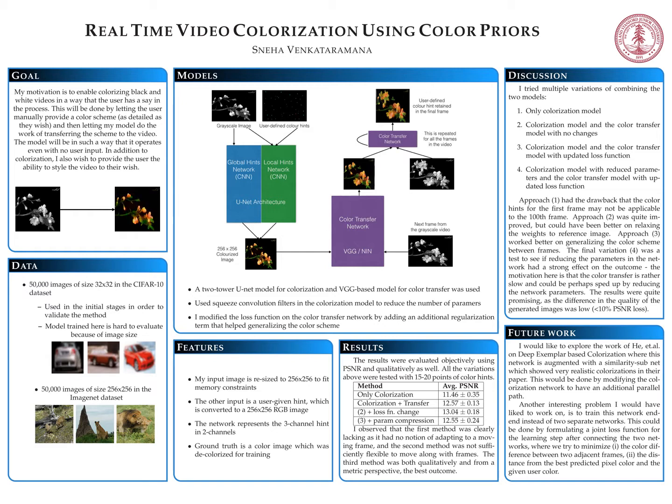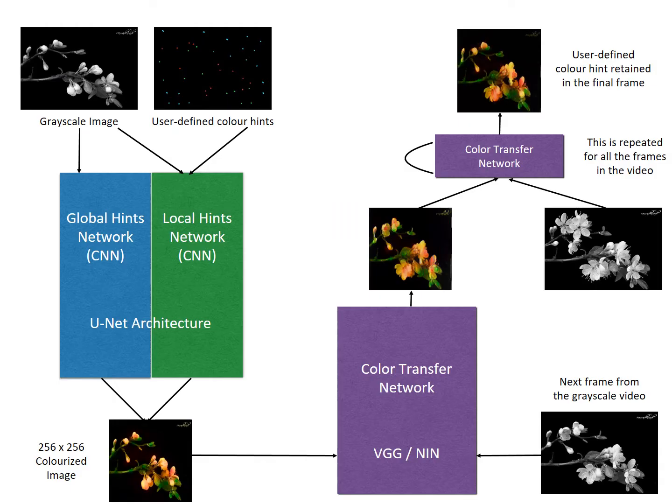I initially used just a colorization model. This comprises a local hints network and a global hints network. The architecture used was a U-Net model. This did not work well when there was significant movement in the frames. Next, I added a color transfer model which used a VGG network. The results were now much better.